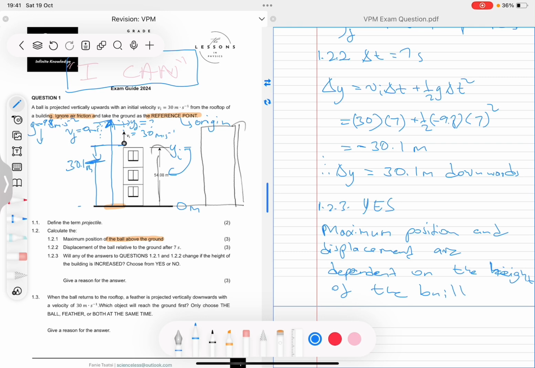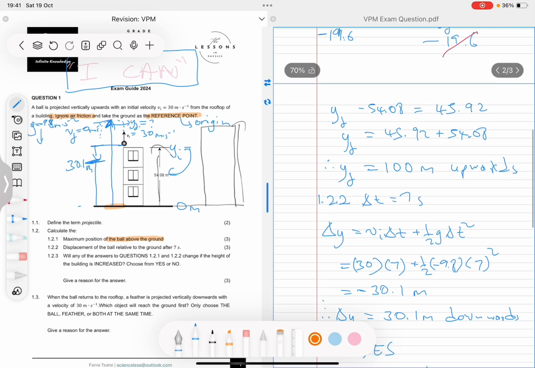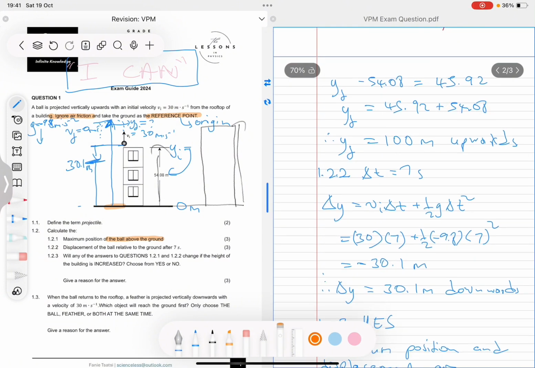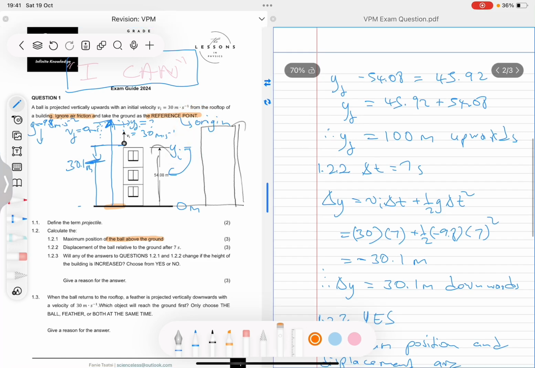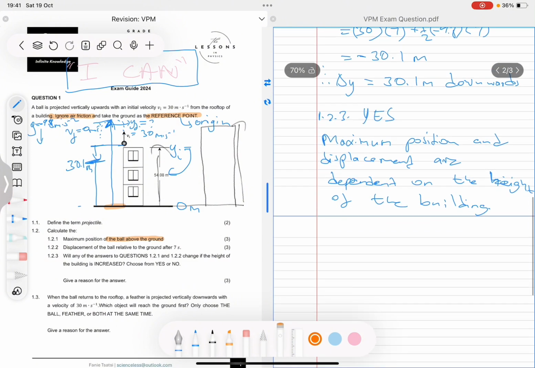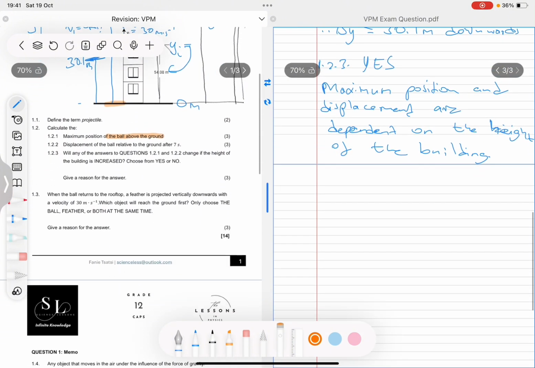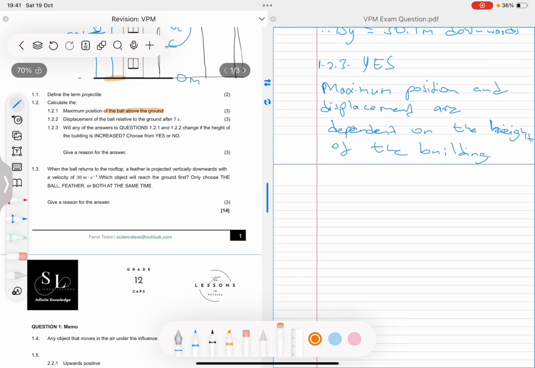They depend on the height of the building, those two. For us to get this answer, we have to have the height of the building. And obviously, as I just explained on this diagram, for it to come back here, if the building is taller, we won't get the same answer that we got here. We won't get the same answer that we got there. So that's how you'll go about answering that question.